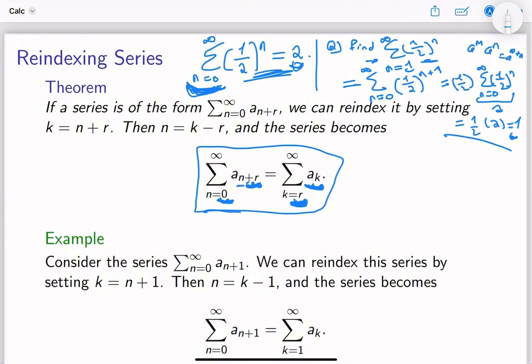Now, how do you remember this? Because this is important, right? It's not clear how one can remember that, right? So what we're really doing is what's so-called a change of variable. So we're changing the variable that we're using, right?